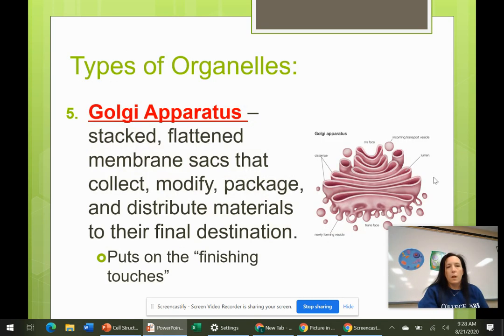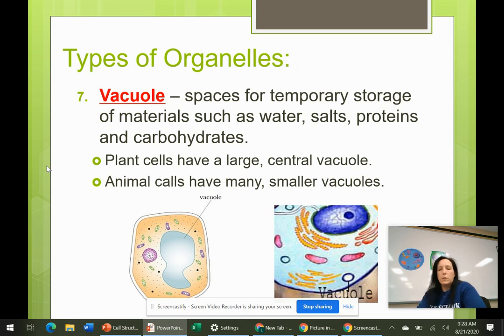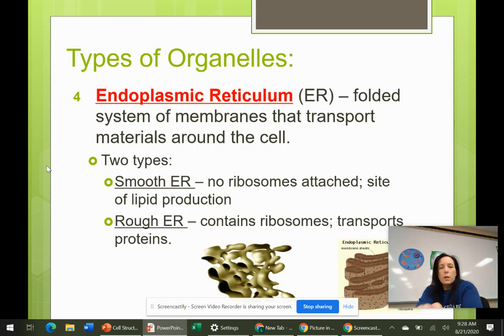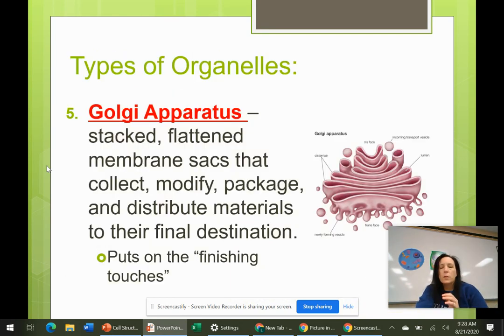All right, Golgi apparatus. Sometimes it's called a Golgi body. These are stacked flattened membrane sacs, and they collect, modify, package, and distribute materials. So this is the one that would be a better analogy to the post office. Let me go back real fast. Sorry. The endoplasmic reticulum would be more like a highway or a factory or something like that. And then the Golgi apparatus, or the Golgi body, is more like the UPS office or the post office.